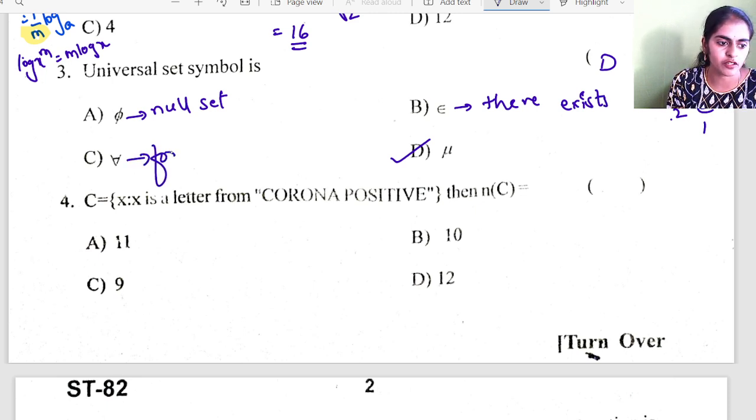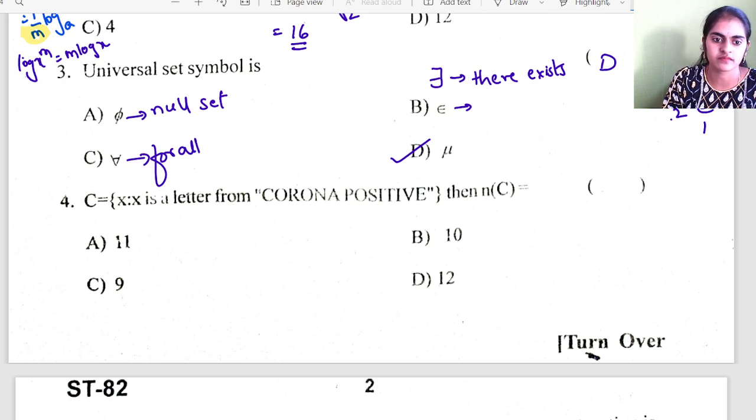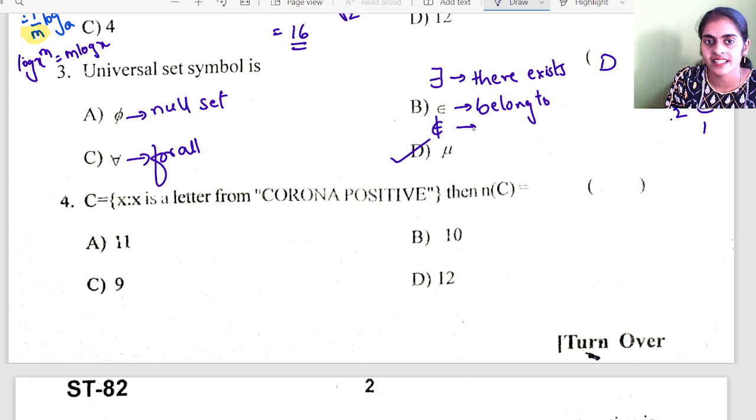This is the symbol for "for all." There exists is this, the upside-down E, there exists. What you are seeing here is "belongs to." So this is belongs to. And if you have something like this, it is "does not belong to." So you should know all these symbols.